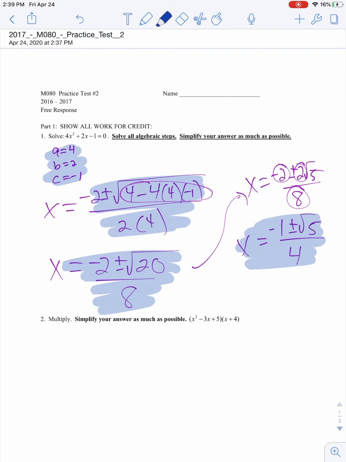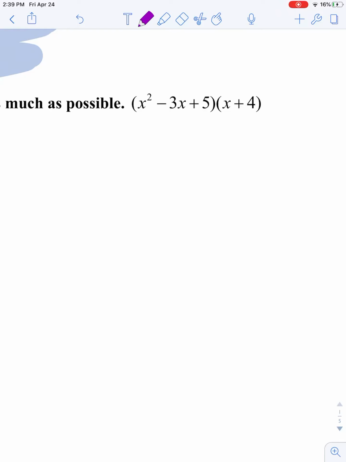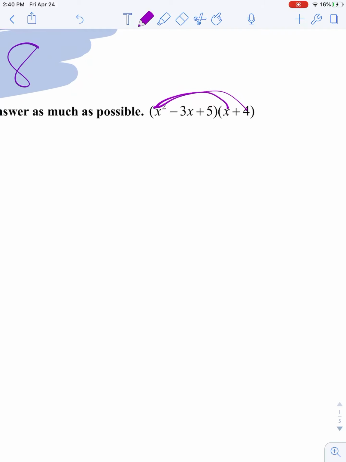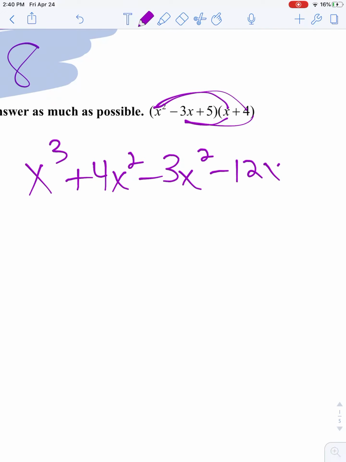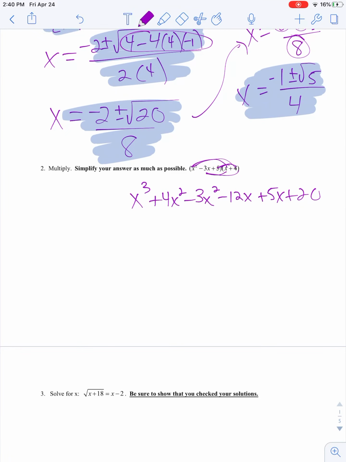Okay? All right, number 2, multiplying. This one I think is pretty good. They want to see all these, all expanded out, which you're going to have to do anyway. So I'm just going to distribute the x squared first. Then I'm going to distribute the -3x. So I take -3x times each of these. So -3x squared minus 12x. Then I'm going to take the 5 times everything. So 5x plus 20. So that right there is 1 point, getting all of that.